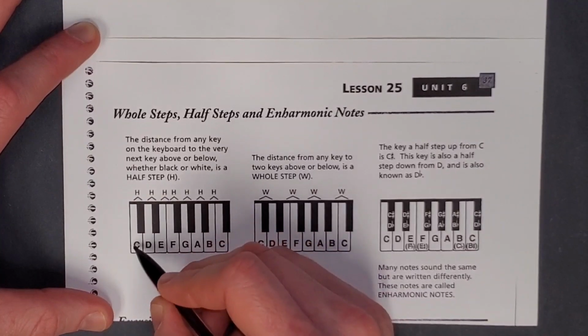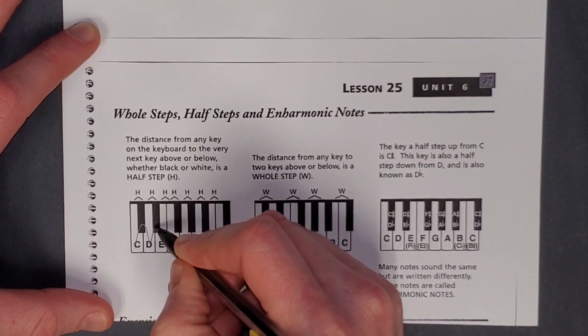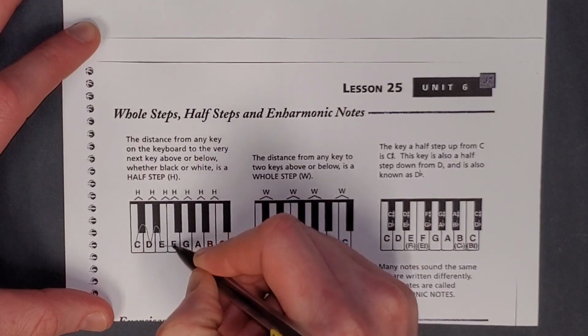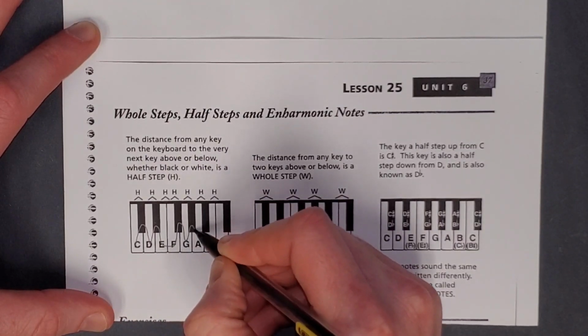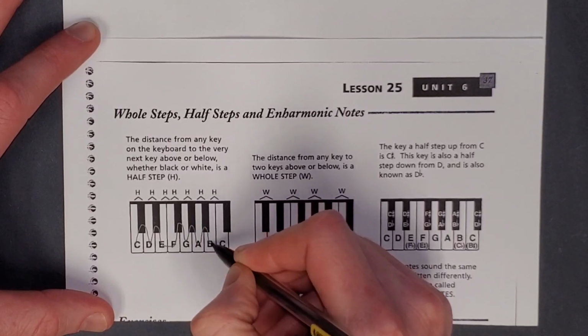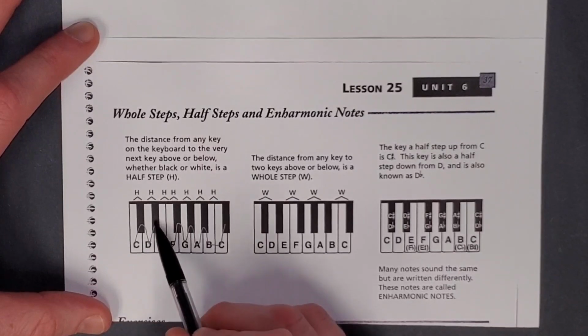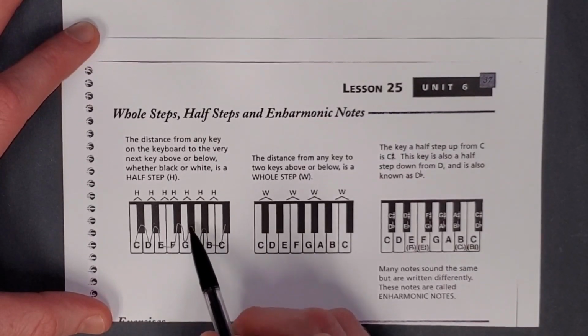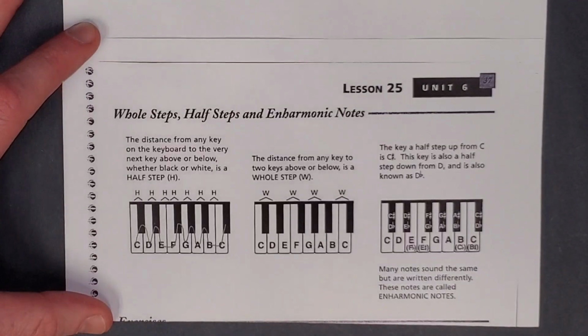From here to here is a half step. So I'm just going to trace the route. And then it goes to the F there. Boom, boom, boom, boom, boom, boom, boom, boom. Those are all half steps. 1, 2, 3, 4, 5, 6, 7, 8, 9, 10, 11, 12, 13, 14. That's the order in which they go.